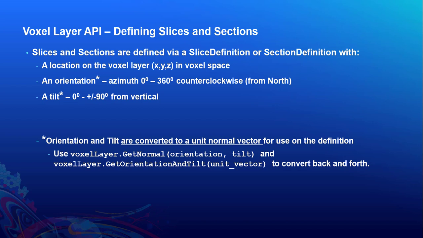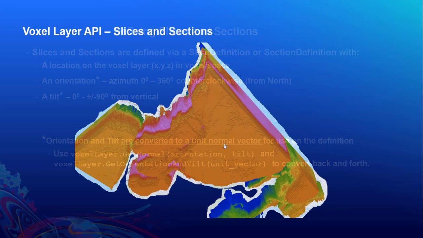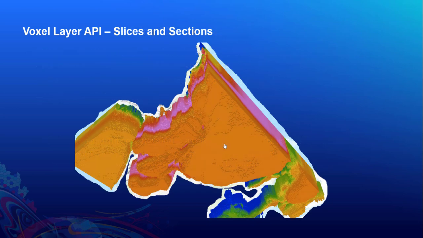Note, the orientation and tilt must be converted to a unit normal vector when it is applied to the slice or section definition. You can use voxelLayer.getNormal to convert the orientation and tilt to a unit vector normal, and getOrientationTilt to convert the unit vector back. I've put together an animation to help reinforce these points.